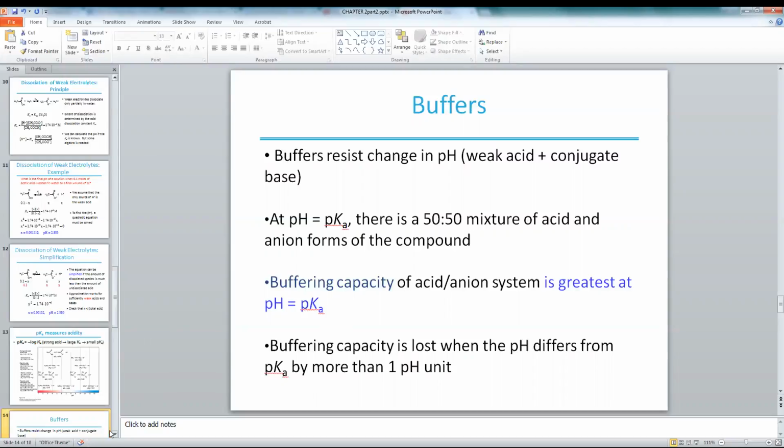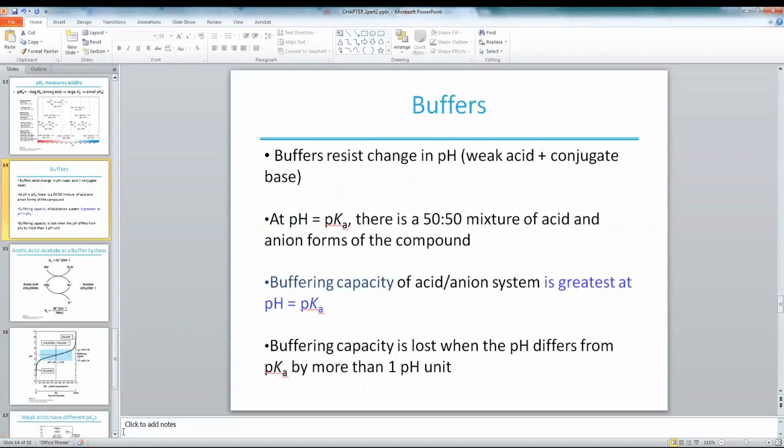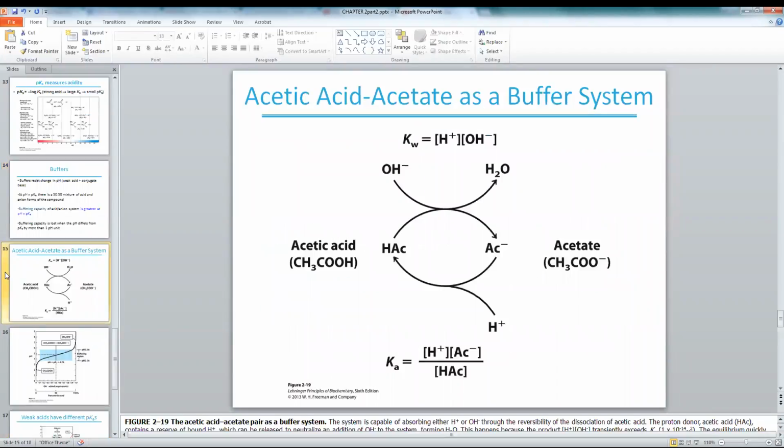Now that's important for us to think about as a concept because we're going to be selective in terms of what we choose for buffers. So for example, if I were to choose acetic acid and acetate as my buffer system, there are a couple of pieces of information that I would want to pay attention to. I know that the pKa is going to be 4.76.